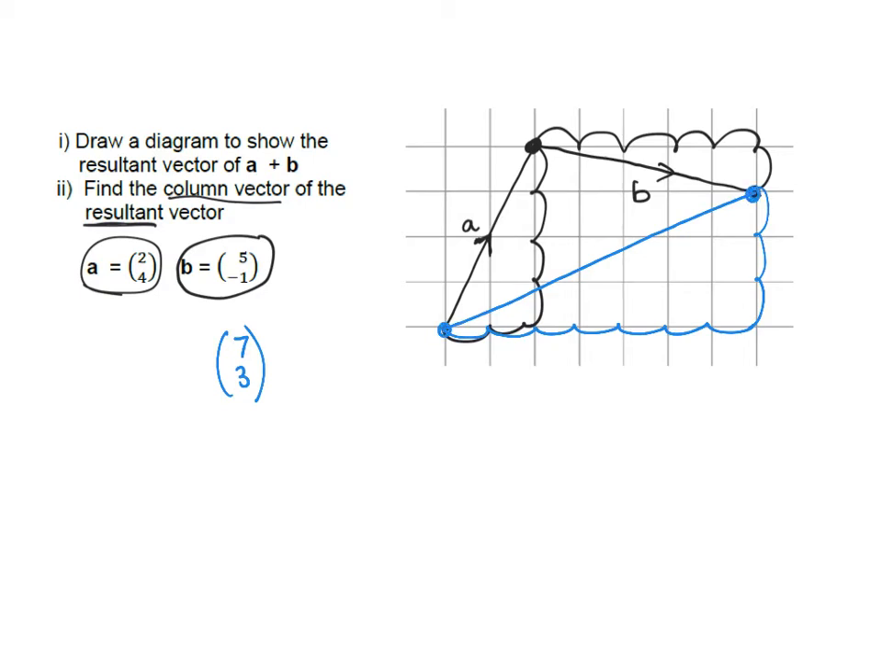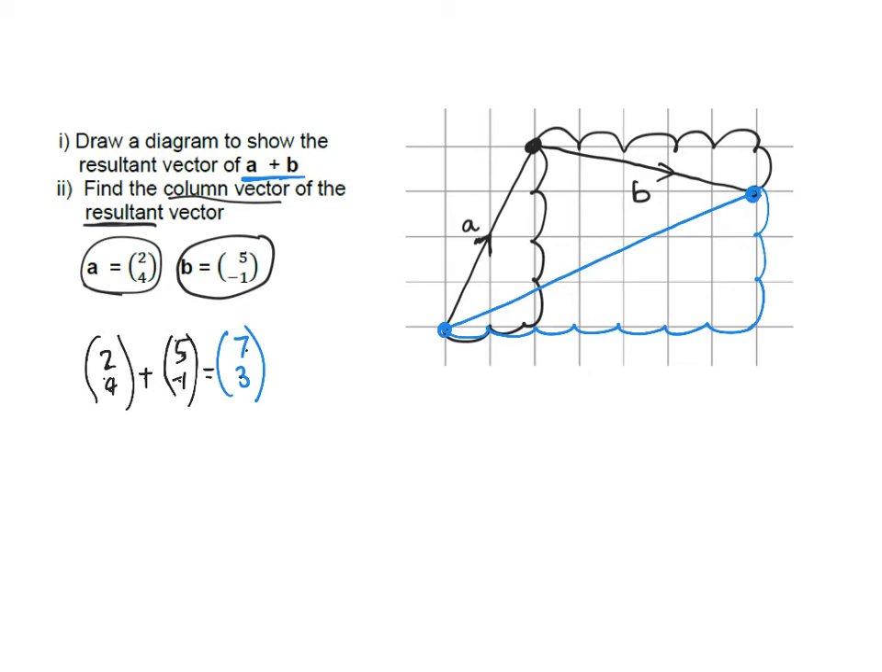What you might notice is that we called this A plus B, and A was (2, 4), B was (5, -1), and we've just added them together. All that you do when you add vectors is add the top number, the horizontal movement, to the top number, so 2 add 5 is 7, and then the bottom number to the bottom number, so 4 add -1 is 3, because when you add a negative number, it's the same as taking away 1.